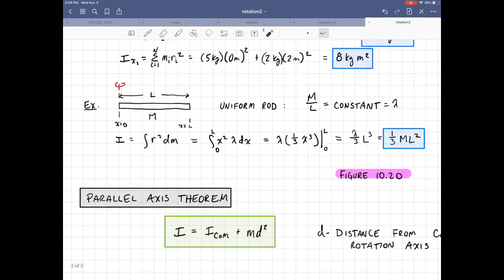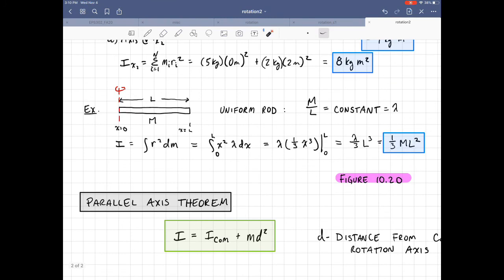So the parallel axis theorem allows you to quickly determine the moment of inertia at locations that are a distance d away from the center of mass without actually having to redo the entire integral. So you can grab this value, figure 1012, and then add the additional term, which corresponds to being a distance d away from the center of mass, and you can immediately get the moment of inertia for your specific problem.